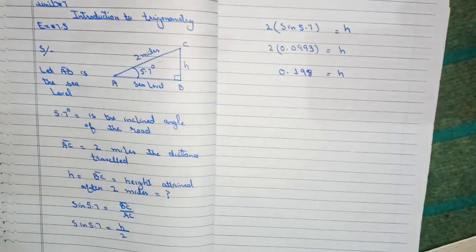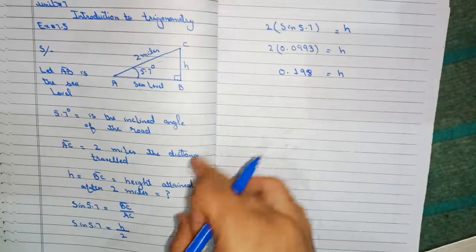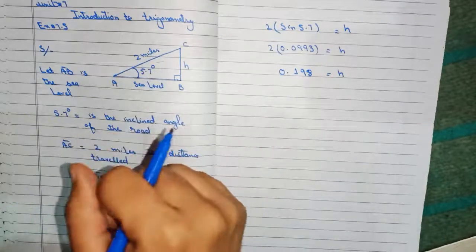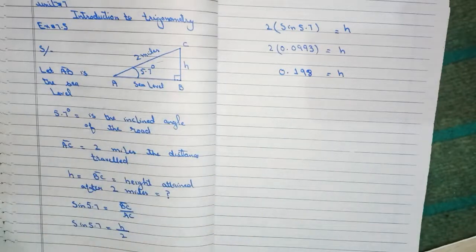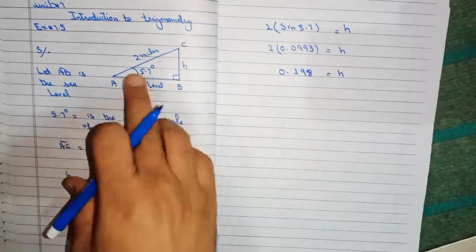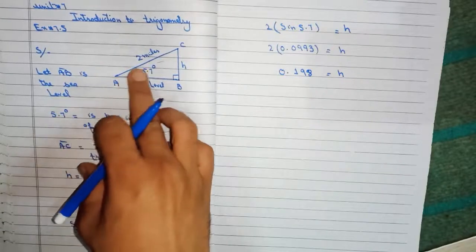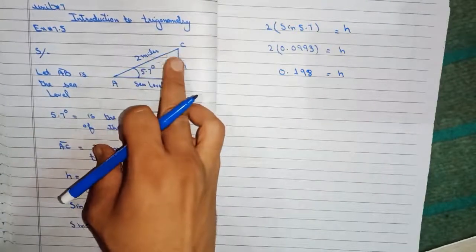So 0.198 is the height. We are at a height of 0.198 miles after covering a 2-mile distance on an inclined road which is inclined at an angle of 5.7 degrees. See the statement again. A road is inclined at an angle of 5.7 degrees. After covering 2 miles, at what height are we?